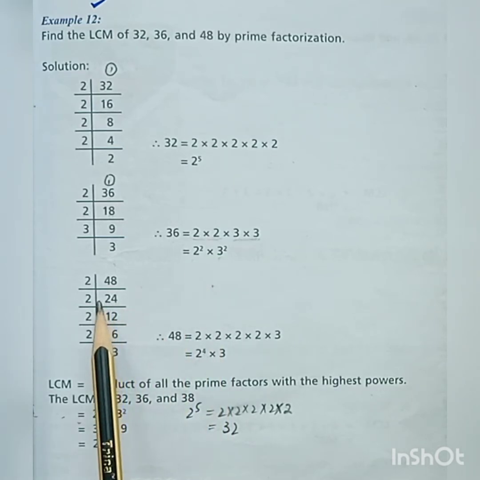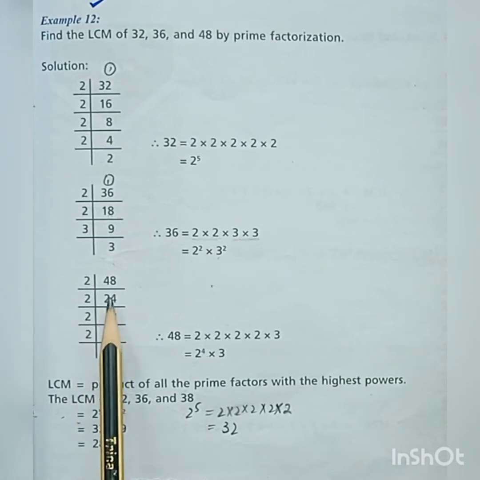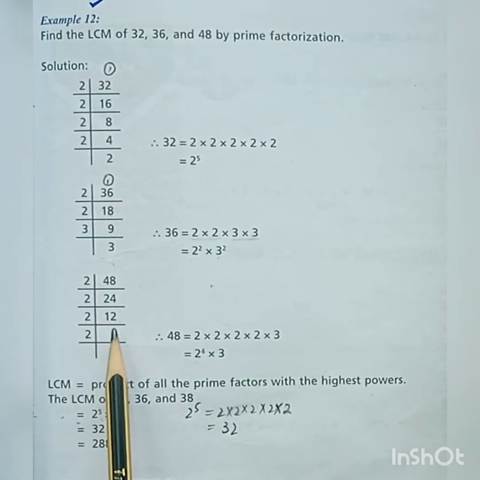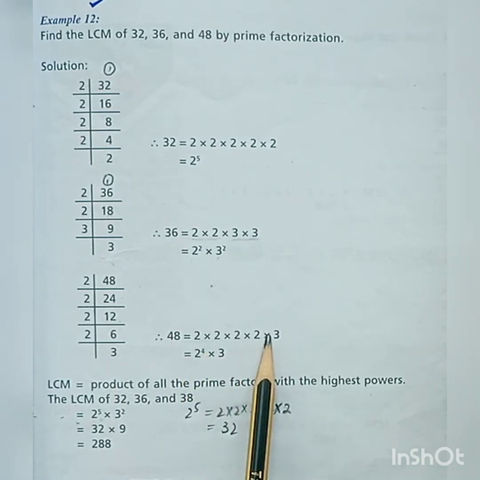Next, find the prime factors of 48. Start with the smallest prime number 2. 2 2s are 4, 2 4s are 8, 2 1s are 2, 2 2s are 4, 2 6s are 12, 2 3s are 6 and 3 1s are 3. These are the prime factors of 48.